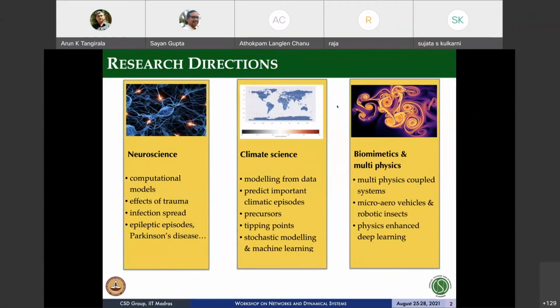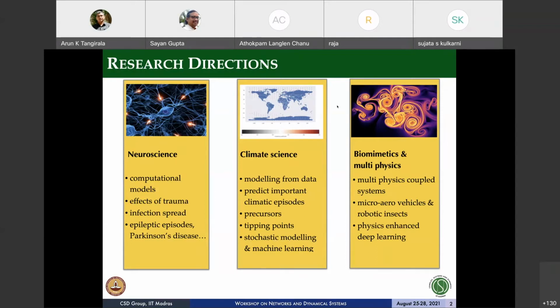The other research direction is in the field of biomimetics and multiphysics, and this again is a totally different world in itself. But remember, the thread that connects all of this is complex systems. So in this direction, we examine and analyze multiphysics coupled systems where we look at nature and get inspired, and then we ask, how do we make robotic insects, or what are the complexities involved in the development of micro aerial vehicles.